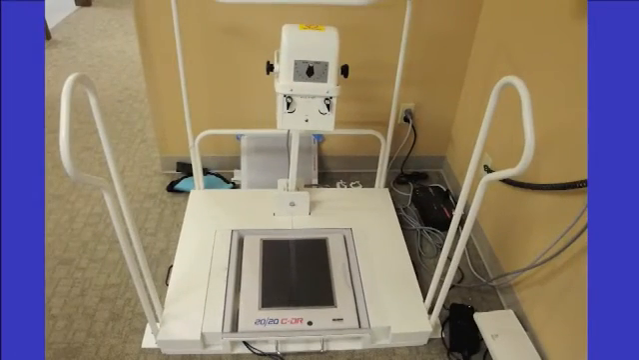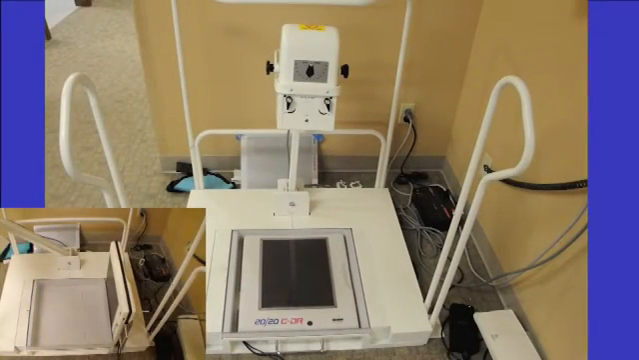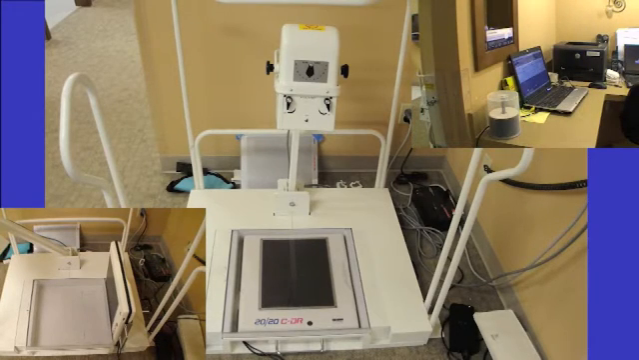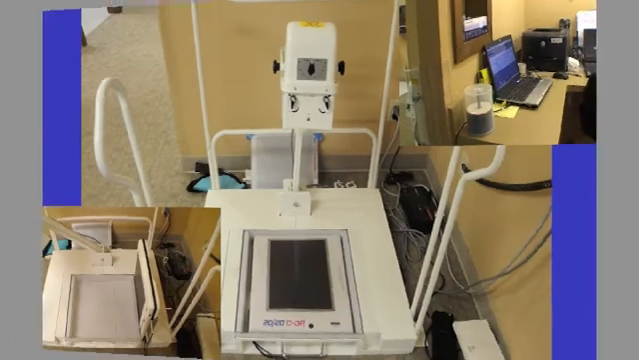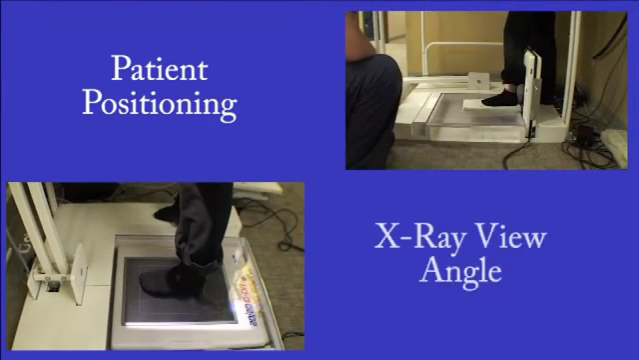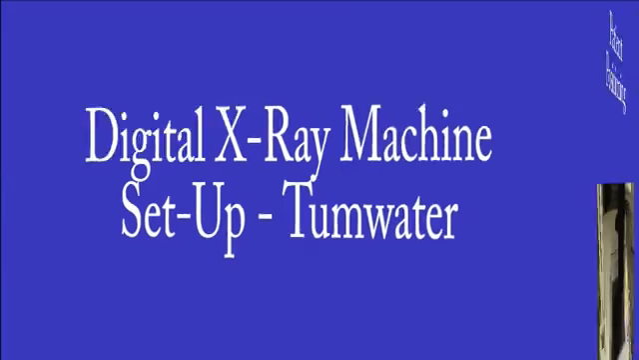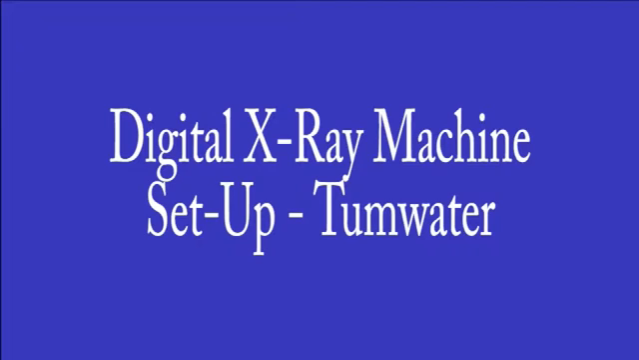All of the same rules apply to taking the ankle and foot series in Tumwater as they do in Centralia, but you do not have to worry about labeling the patient name or left-right indicator. This all occurs in the program and will be explained to you shortly. What will stay the same is the positioning of the patient and the angle the views are taken.